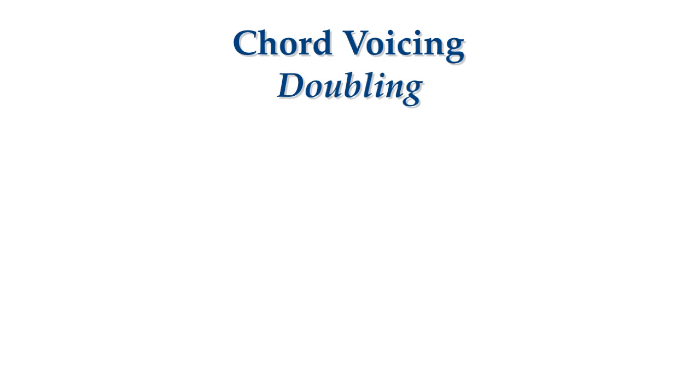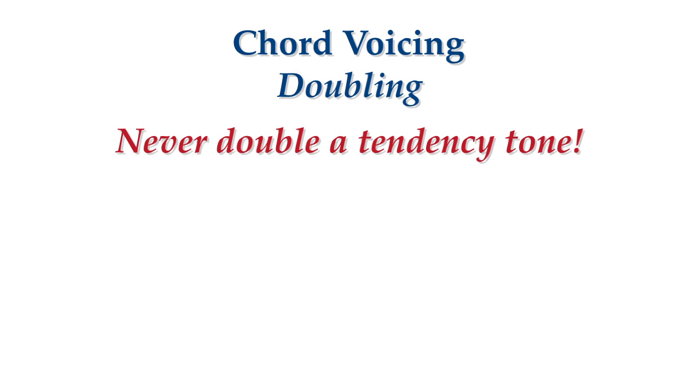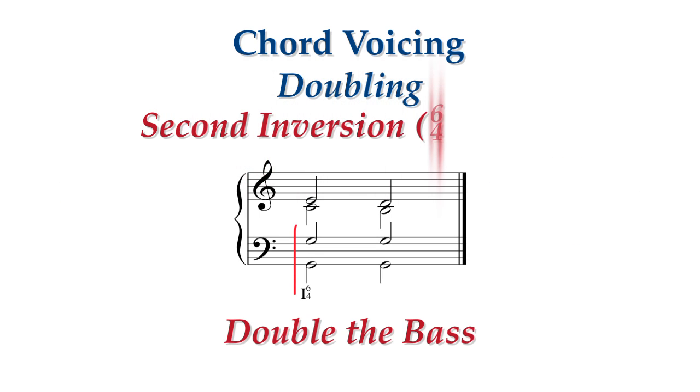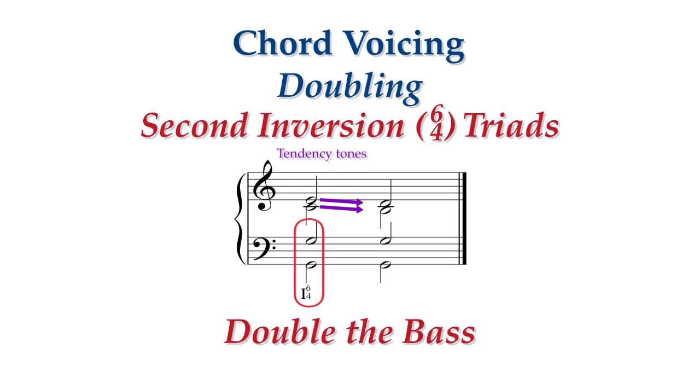Doubling constraints. The immutable doubling constraint is never double a tendency tone. You have already learned that the leading tone and chordal sevenths are tendency tones. Double the bass of a second inversion tonic triad. The root and third of the chord are tendency tones.